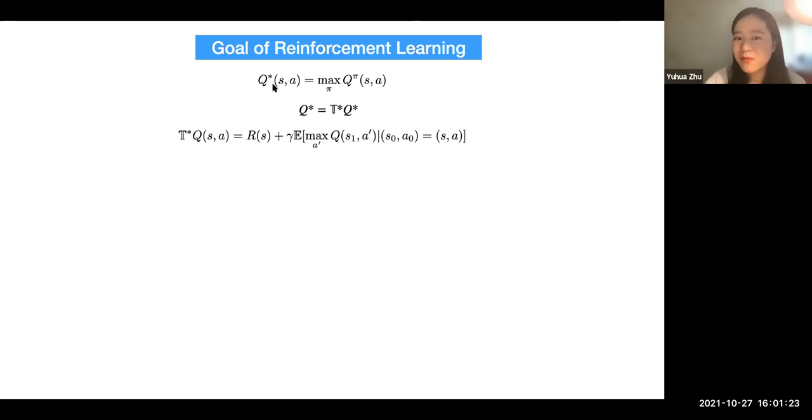So we want to find this optimal value function, and it has a very good property. It's the fixed point of this optimal Bellman operator. This Bellman operator looks like this. If it acts on the value function Q, it is equal to the expectation of the reward plus gamma, the discount factor, which is a constant between 0 and 1, times an expectation over the next state, conditioning on the current state and current action. We also have a maximum of this Q over all actions. So this is a Bellman operator, and Q star is a fixed point of this Bellman operator.